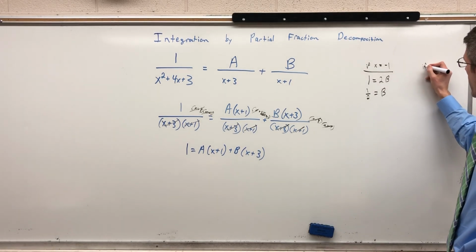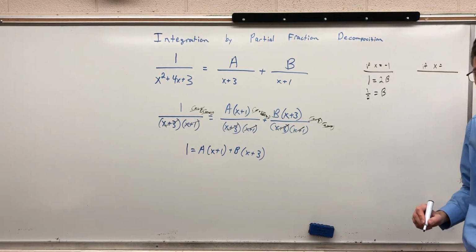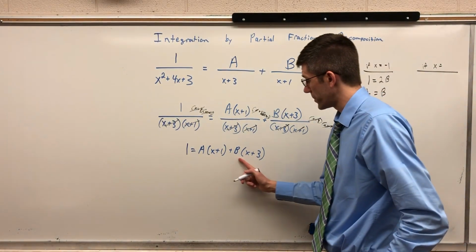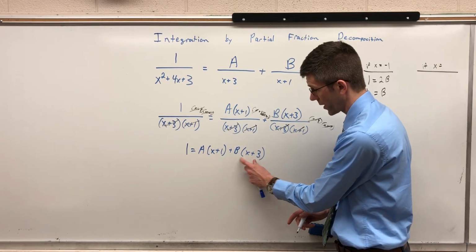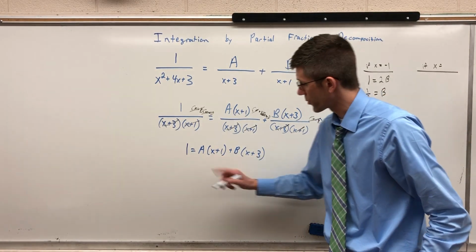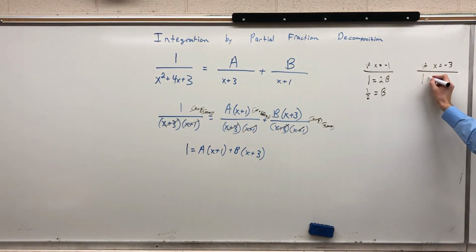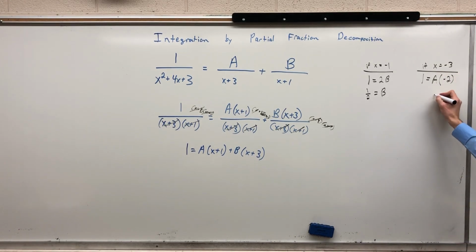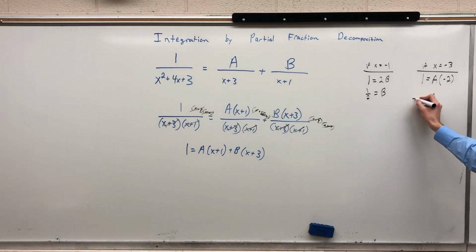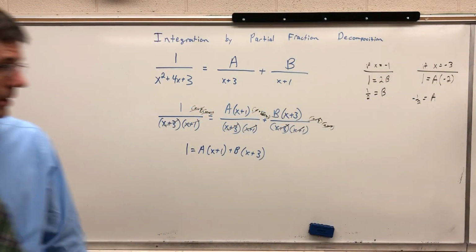Why don't we pick an x value that'll make it pretty easy for us to figure out what A is, which means we can wipe out B by putting in a -3. So if we put a -3 right here, then B is gone. So let's plug a -3 right there. If x equals -3, then we'd have 1 equals A times -3 plus 1, so -2. I should have written -2A, but that's okay. A equals -1/2. Fantastic.